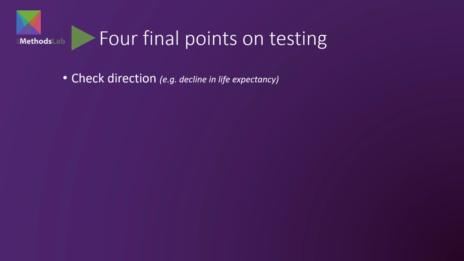Then we have 4 final points on testing hypotheses like this. First of all, it's important to always check the direction. So we looked at the decline in life expectancy. We looked at the increase in life expectancy, and indeed it went up. But it's possible that life expectancy in our data actually decreased, and we didn't pay attention to that. We just looked at the p-value that came out of it. If there would be a significant decrease, we might get the same p-value, and we would conclude, based on not looking at the actual information, that our alternative hypothesis is supported. This is of course not true then, so we need to look at the data itself.